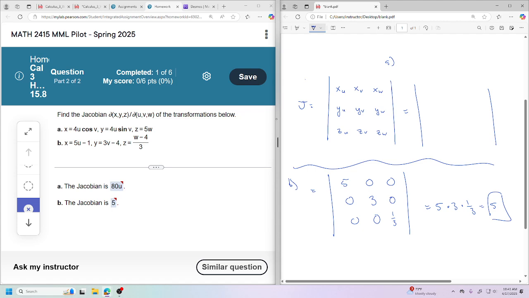I want the derivative of this thing in terms of u. Very good. 4 cosine v. And then in terms of v, perfect. You got it exactly right. Negative 4u sine of v. I'm going to run out of room. But in terms of w, what would it be?